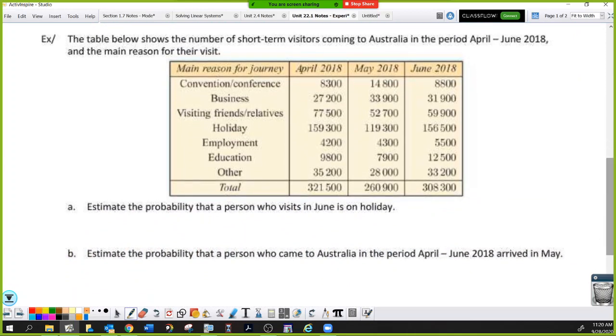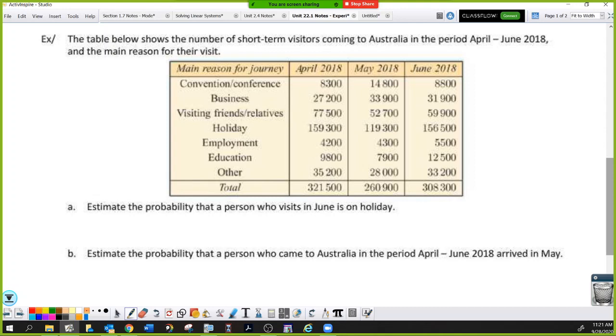The table below shows the number of short-term visitors coming to Australia in the period of April to June of 2018 and why they went there. So we have convention or conference, business. I'm not really sure how those two things are different, but hey, there it is. Maybe you're selling something, okay? Business, visiting friends and relatives, a holiday, and by that they mean vacation. Remember, this is international. A lot of the world calls vacation holiday. Employment, meaning I went there because I got a new job. Education or other. Great.